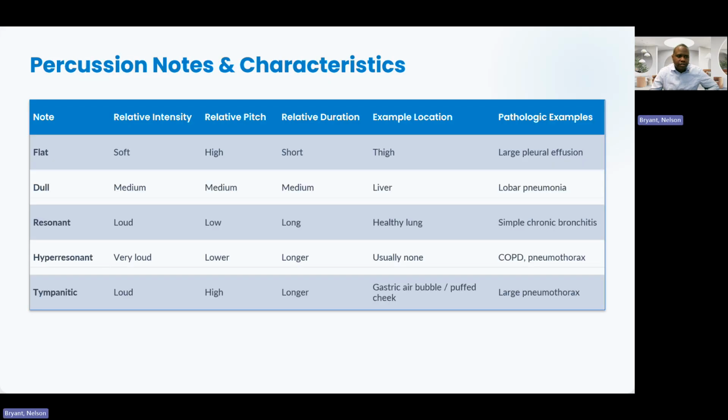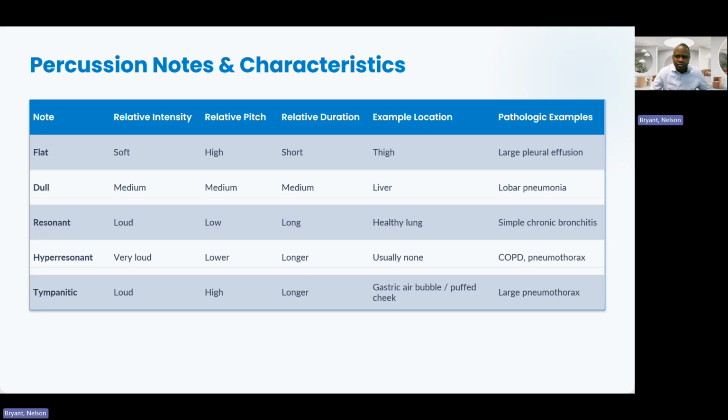Where do we do our percussion? So percussion on different areas of the lungs helps to establish whether the underlying tissues are air-filled. And then you can tell the difference based on their intensity, their pitch, or how long they last. So this is very important to differentiate these sounds, and it comes with time. For example, dullness replaces normal resonance.